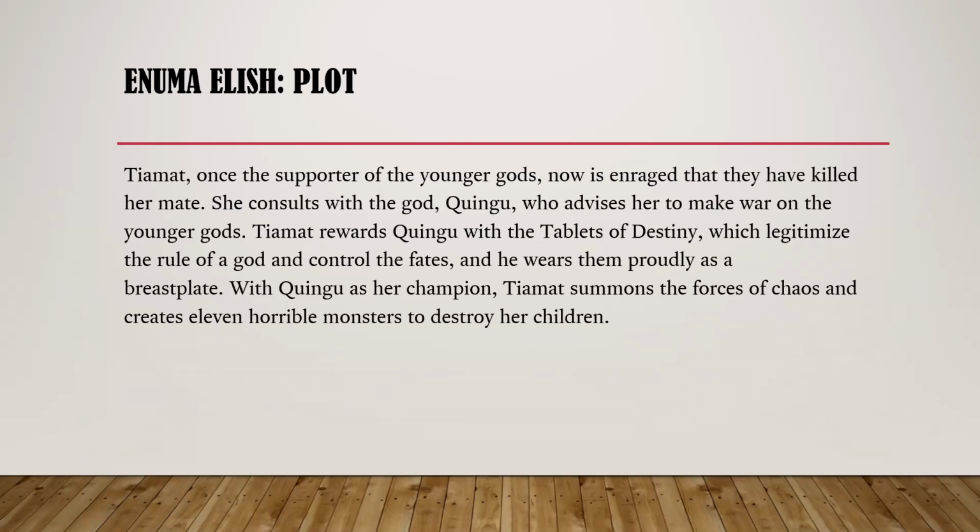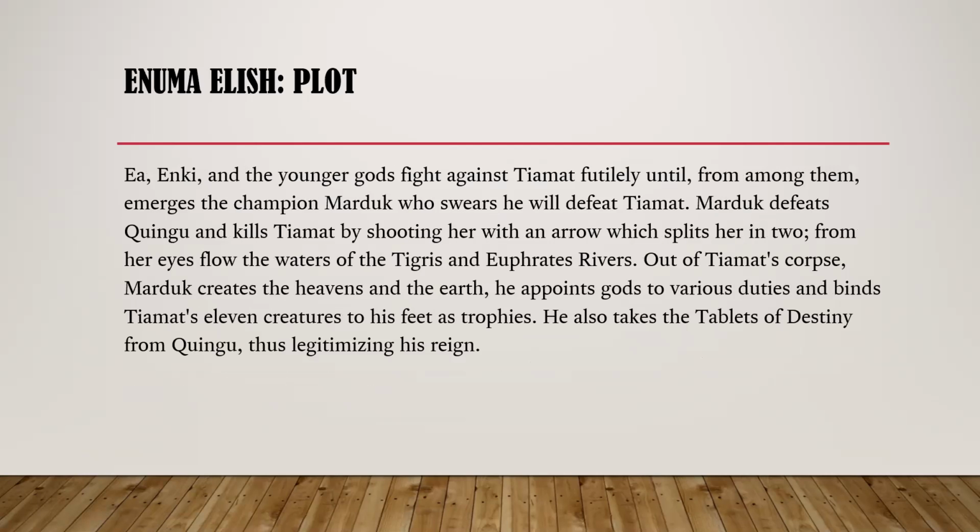And with Kingu as her champion, Tiamat summons the forces of chaos and creates 11 horrible monsters to destroy her children. So now Ea and the younger gods fight against Tiamat, but actually they cannot do anything. And Ea comes back from this fight and complains. He says that Tiamat knows some spells against which he cannot do anything. And finally, he encouraged Marduk to fight.